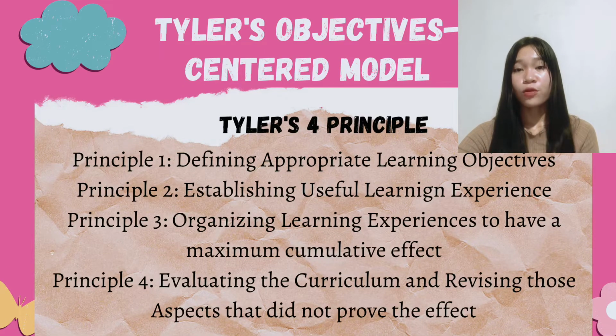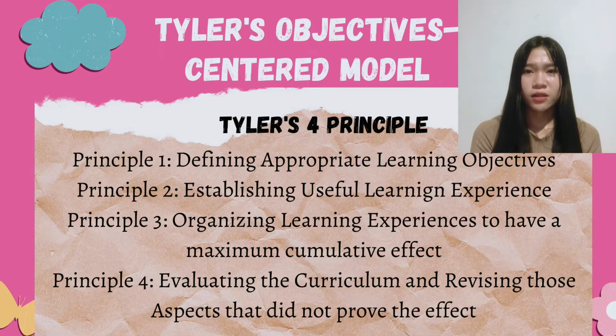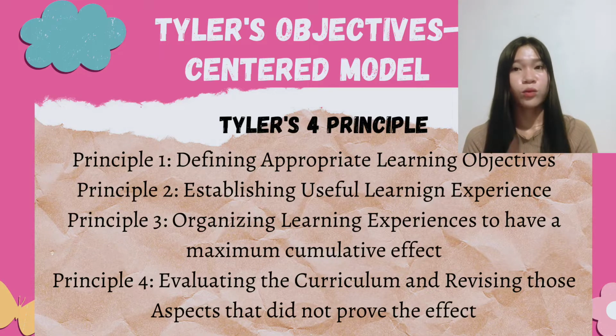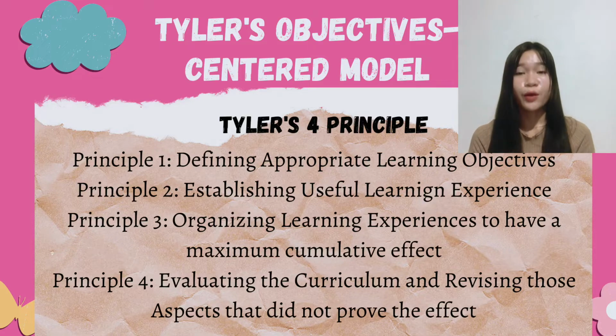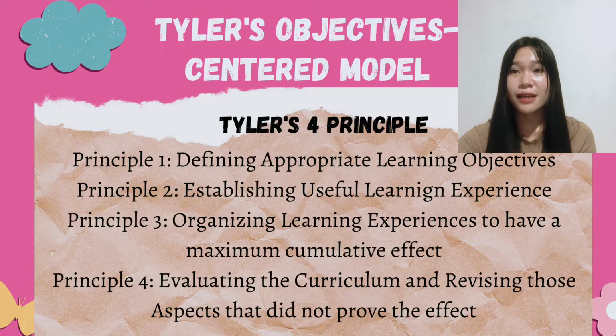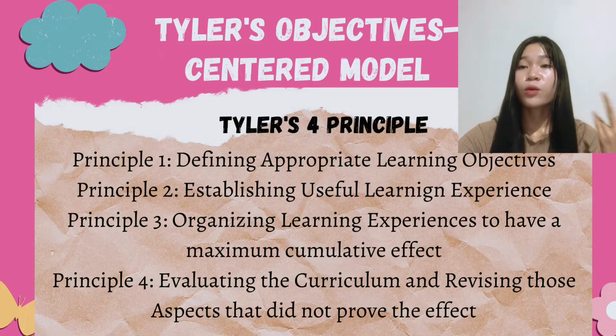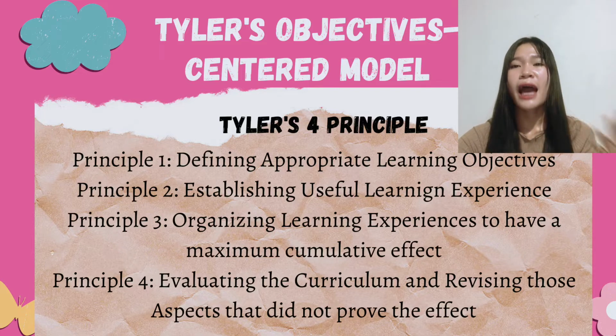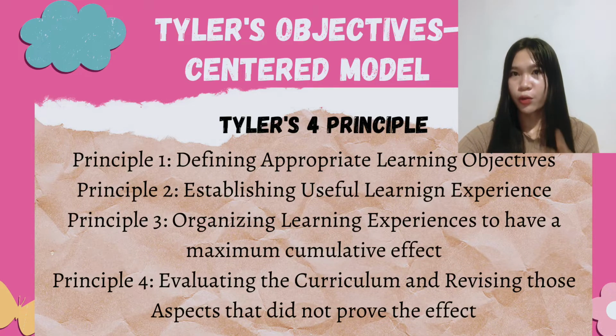This model has four principles. The first principle is to define appropriate learning objectives. What would be the objectives of this curriculum? The second is to establish useful learning experiences. The third principle is to organize learning experiences to have a maximum cumulative effect. And the last principle is to evaluate the curriculum and revise those aspects that did not prove effective. So it is defining, establishing, organizing, and evaluating the curriculum. Those are the four principles of this model.